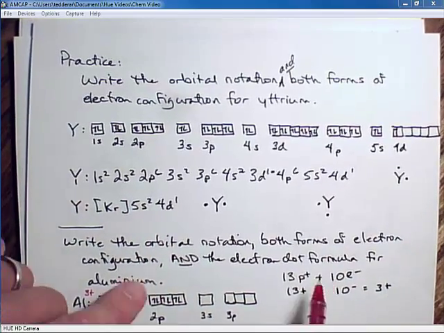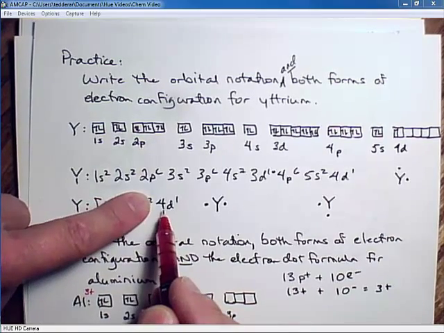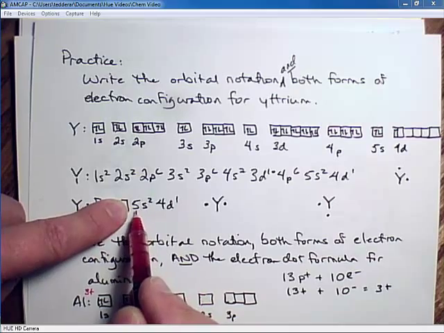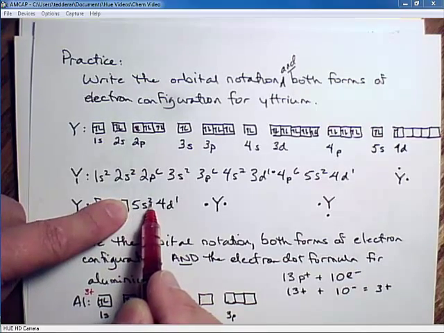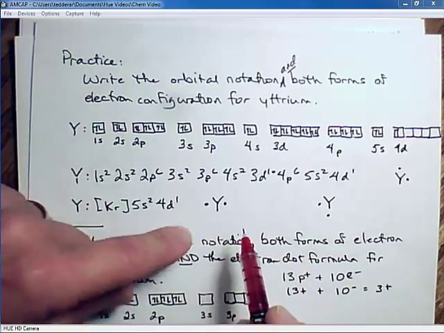Once we get there, then we can count the number of electrons in the highest energy level. 4 is not the highest energy level. 5 is the highest energy level. In 5, there are 2 electrons, and so we write electron dot formulas here for that.